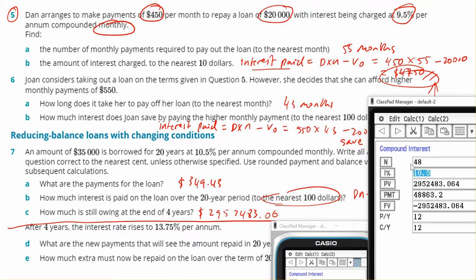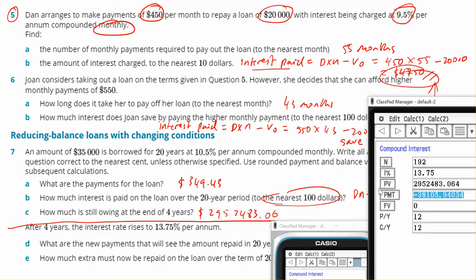My interest rate is now 13.75. My n: how many years have passed? 4 years. How many years do we have left? There was originally 20 years, so I have 16 years left, so 16 times 12. You've got to be careful of that. My principal value, that's fine. My payments, we need to work that out. My final value, obviously I want the loan to go to 0, so I'm just working out my payments.